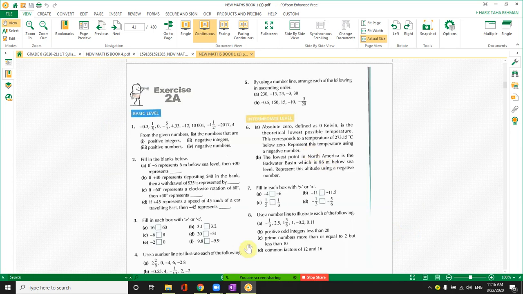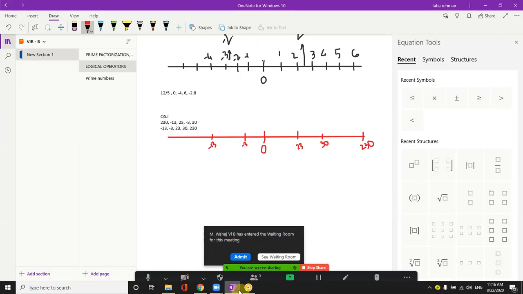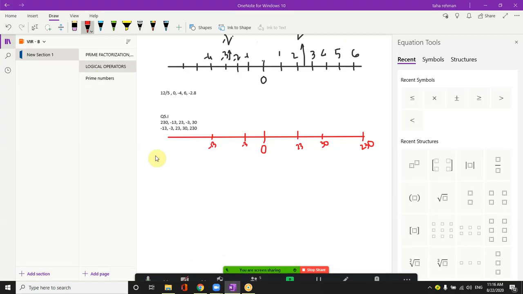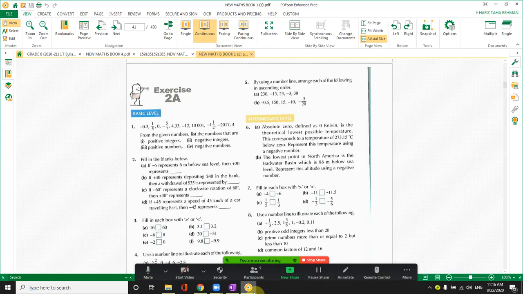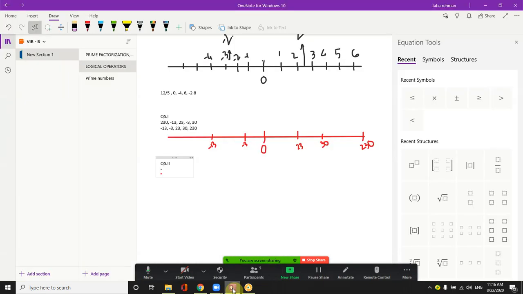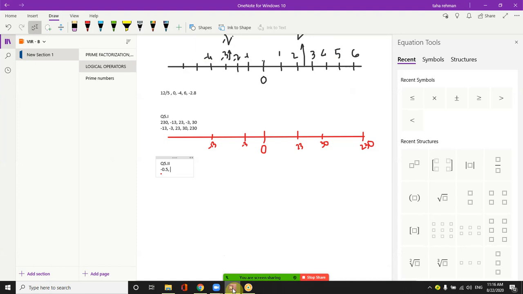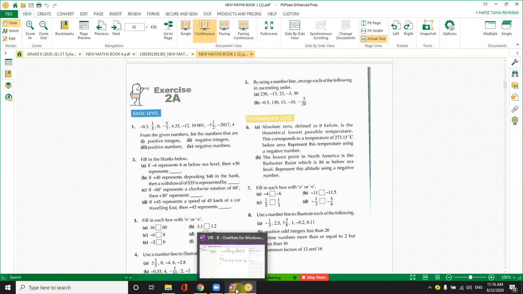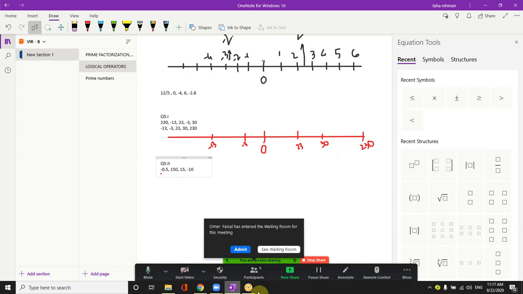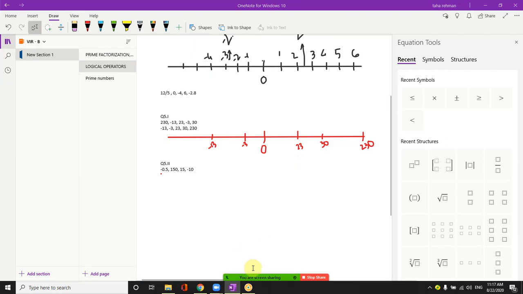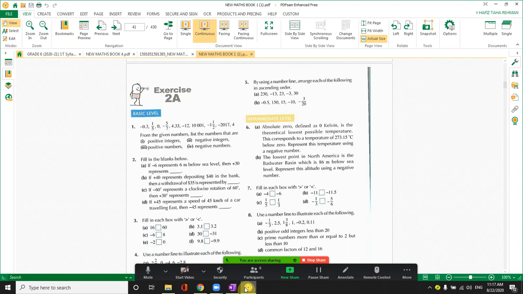That is minus 0.5. Can anyone dictate me this question so I can write it here? Question number 5, part 2. The first value is minus 0.5. Then 150, 15, minus 10, and minus 3 upon 20.